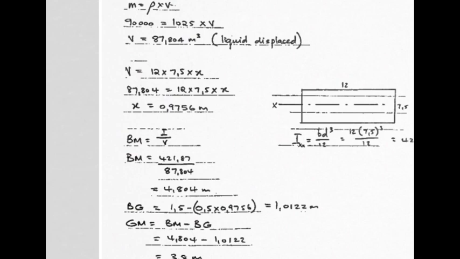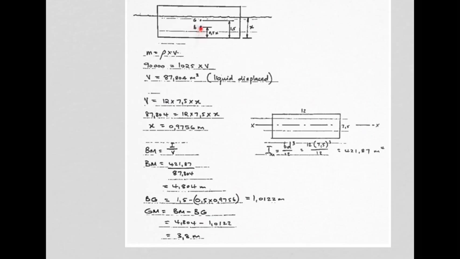And armed with that, we can use the BM equals I over V formula. Knowing I, we've just worked it out, and knowing V, we worked it out earlier, we can immediately find that the distance from point B, the center of buoyancy, to the metacenter is 4.804 meters. Now that is not the metacentric height. The metacentric height is the distance from G to M. So we've still got to pinpoint a few dimensions here. Firstly, B, remember that is the center of gravity of the displaced liquid, must be at half x. So half of x would give us this dimension.